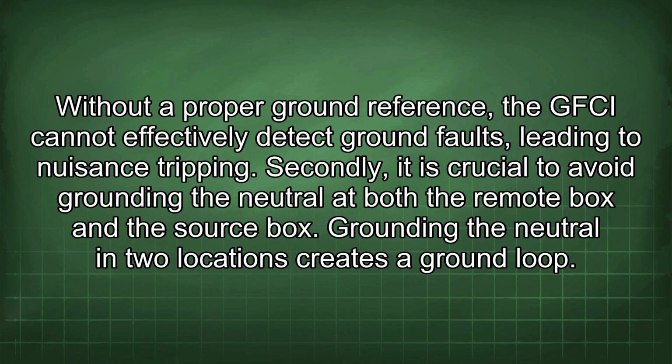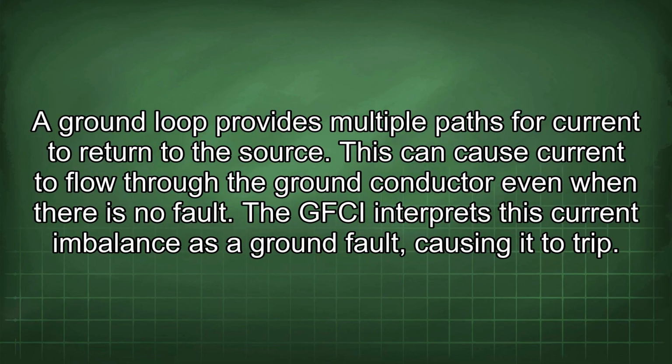Secondly, it is crucial to avoid grounding the neutral at both the remote box and the source box. Grounding the neutral in two locations creates a ground loop. A ground loop provides multiple paths for current to return to the source. This can cause current to flow through the ground conductor even when there is no fault. The GFCI interprets this current imbalance as a ground fault, causing it to trip.